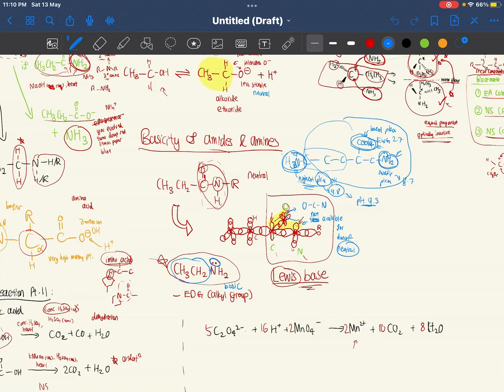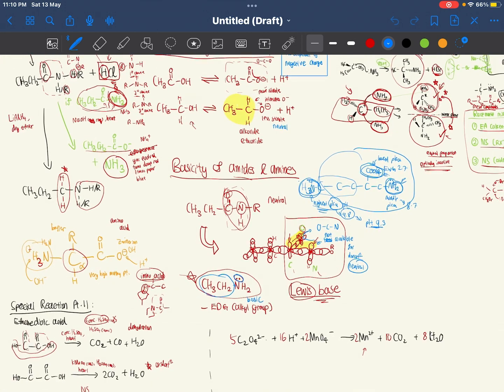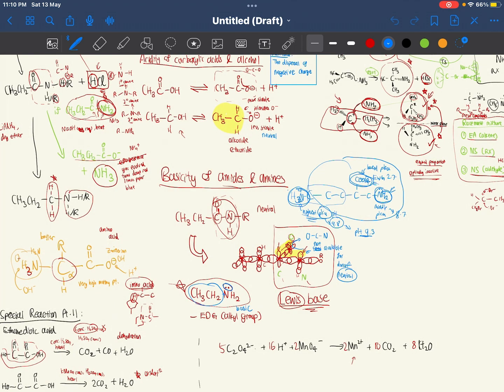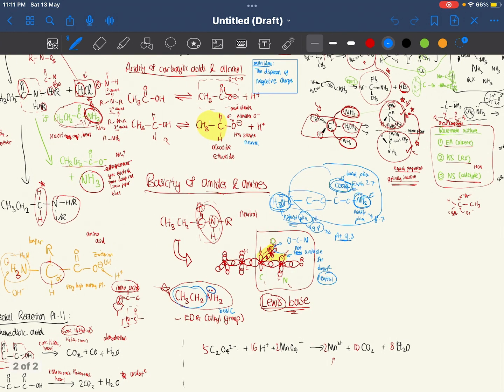Okay, so this is pretty much it for the nitrogen compounds segment. Next we'll be moving on to our arenes, and I'll cover everything like phenol, phenylamine, and all the stuff from there on. So see you in the next video, and that'll be the last.